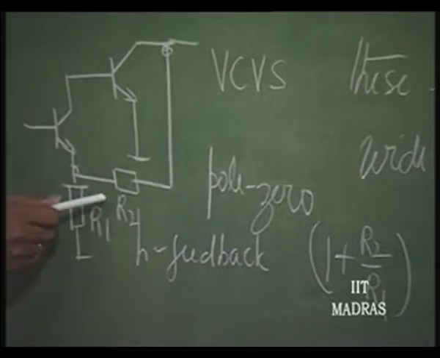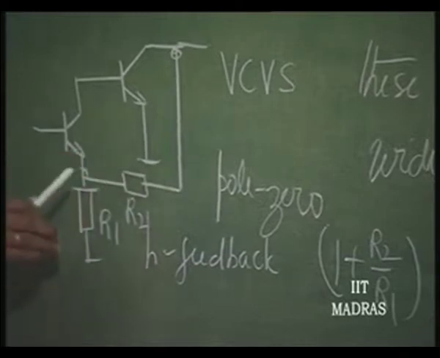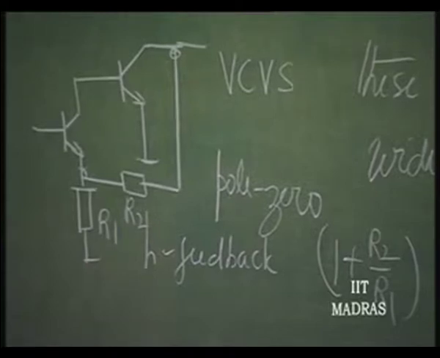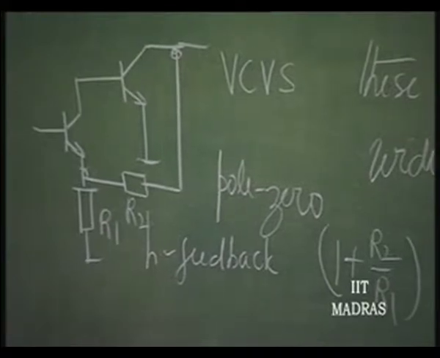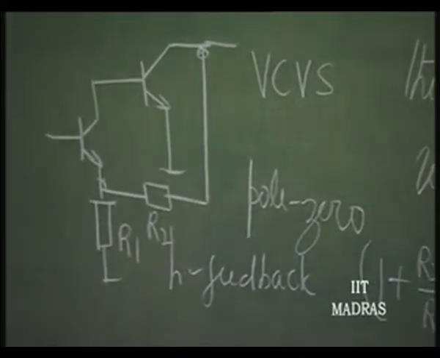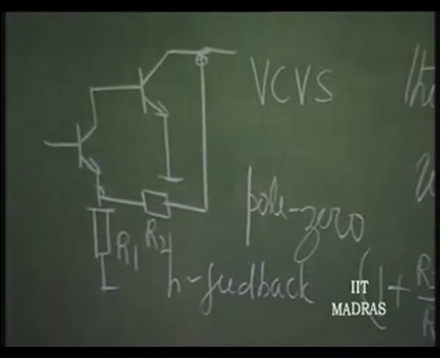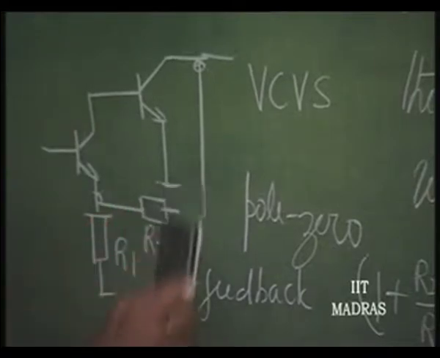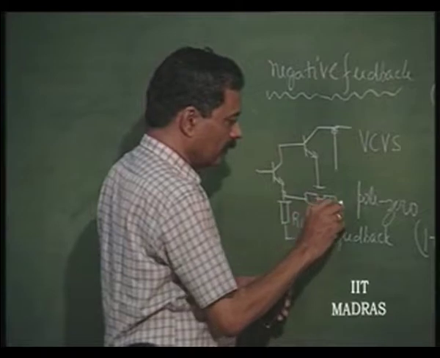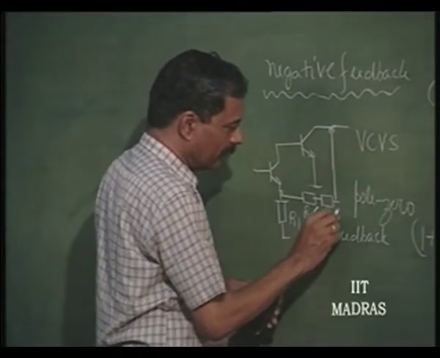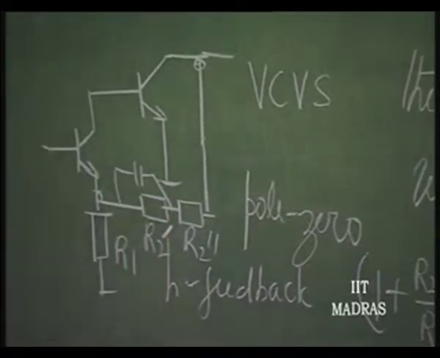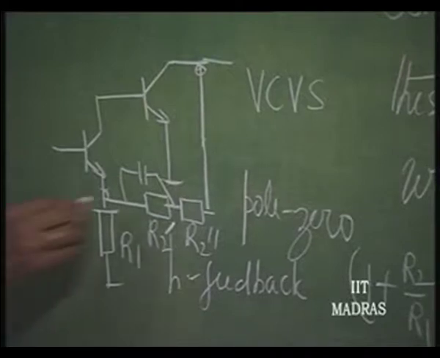And therefore, we can split this R2 in a suitable manner, R2 dash and R2 double dash, and put a capacitor across one of those, so that we can adopt our pole zero compensation in order to prevent the oscillation. So, this is what is done in the case of wideband amplifier design. We will split this as, let us say, R2 dash and R2 double dash, and provide a suitable capacitor across this, so that frequency compensation can be done.